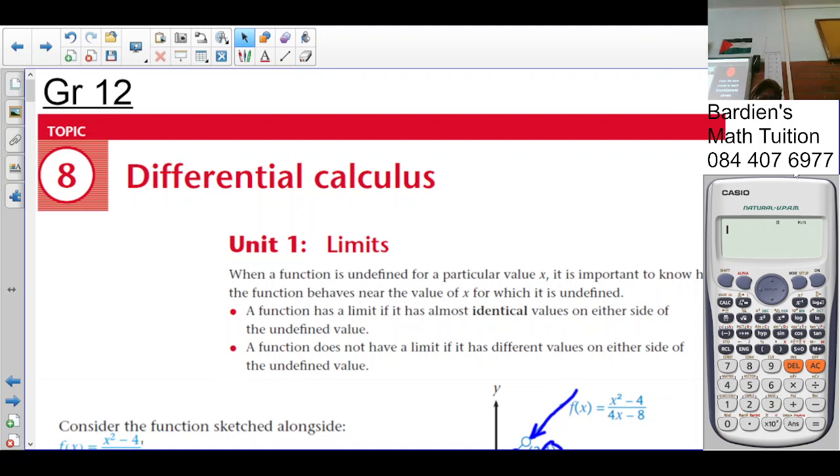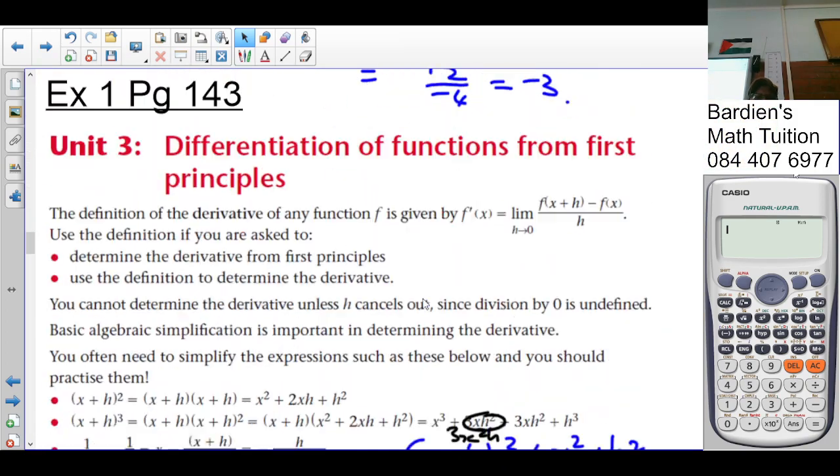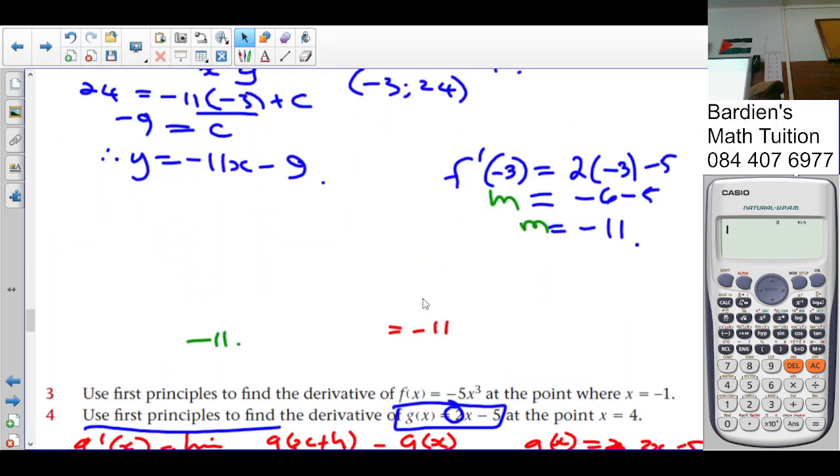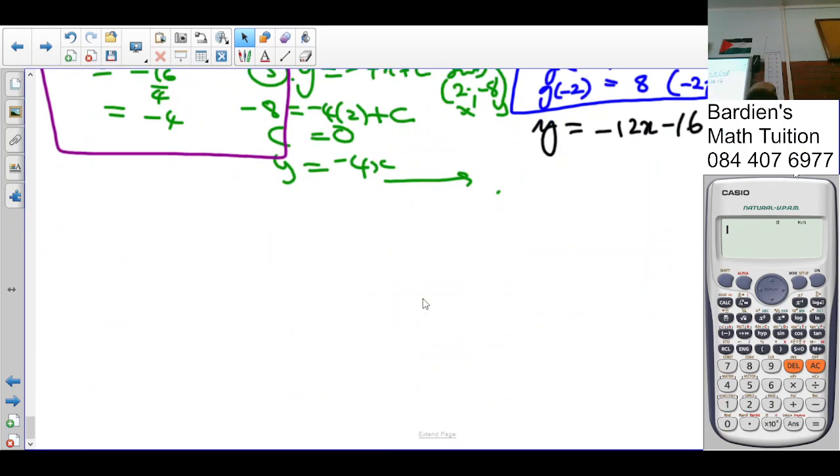We are busy with differential calculus. We're drawing cubic functions, not so? So yesterday I gave you 4 sums to do for homework, or 5. Yes, it's afternoon.